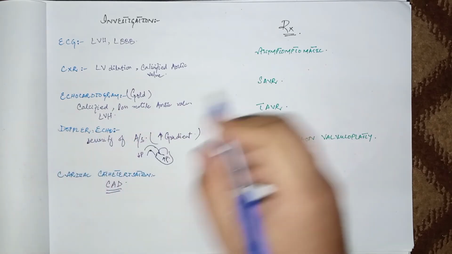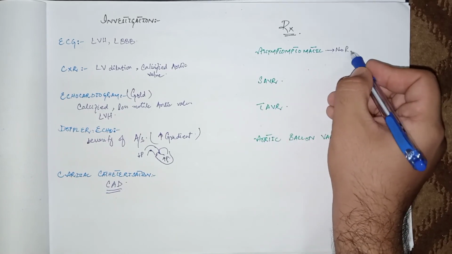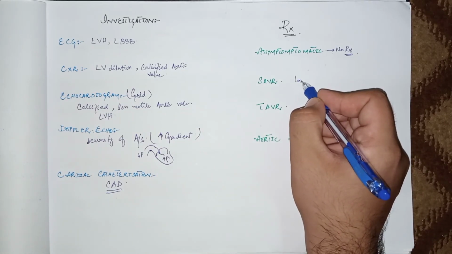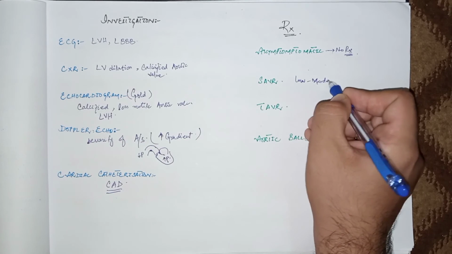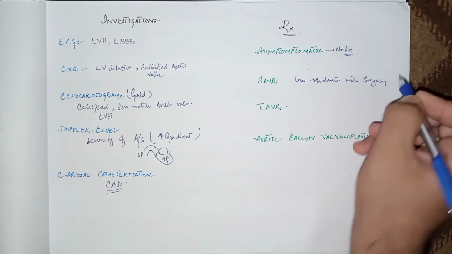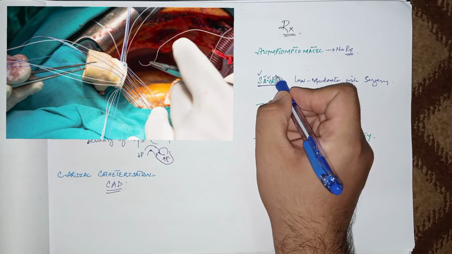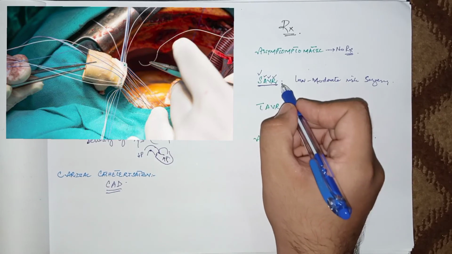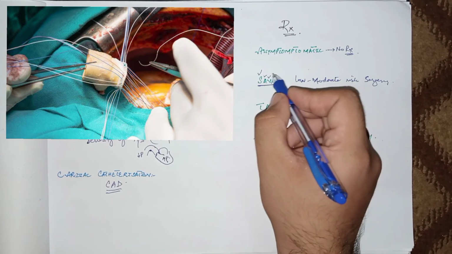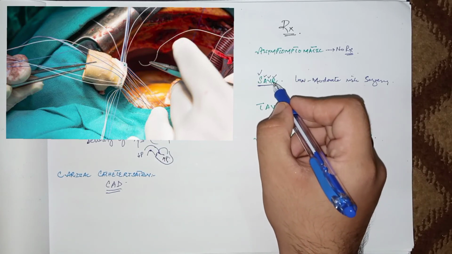Now come to the management of aortic stenosis. If the patient is asymptomatic, then there is no need of any treatment, just conservative management. If the patient has low or moderate risk for surgery, then SAVR, that is surgical aortic valve replacement. In SAVR, the chest or thorax is opened by surgery and a prosthetic valve is implanted in these patients, replacing the stenosed aortic valve.